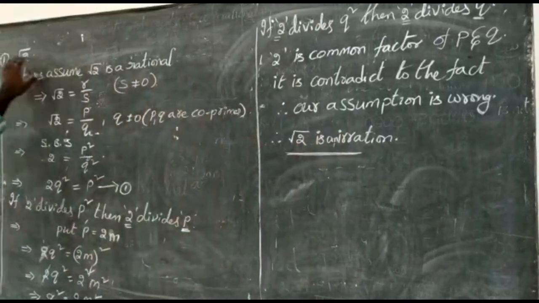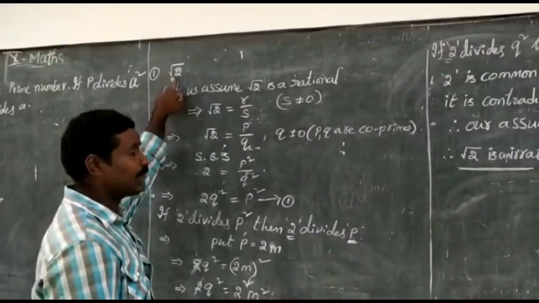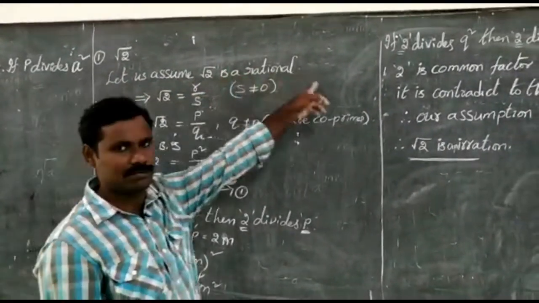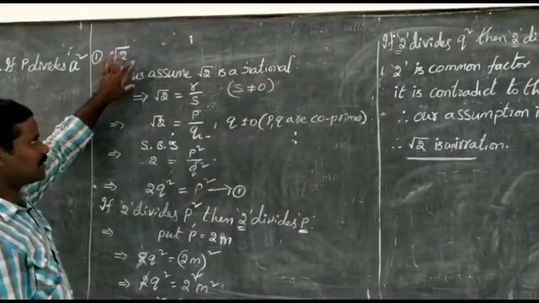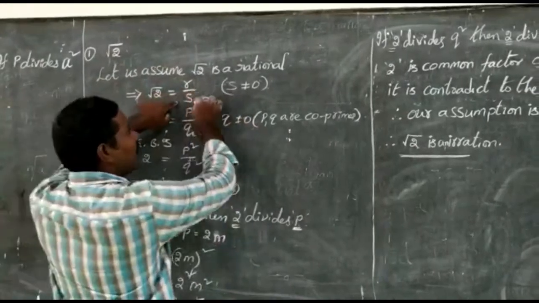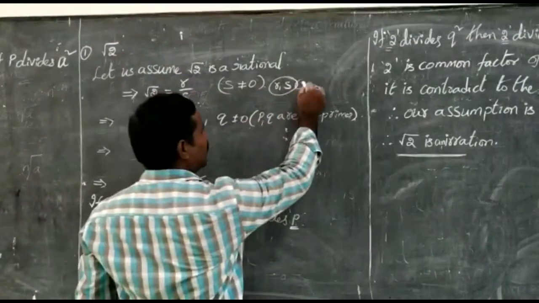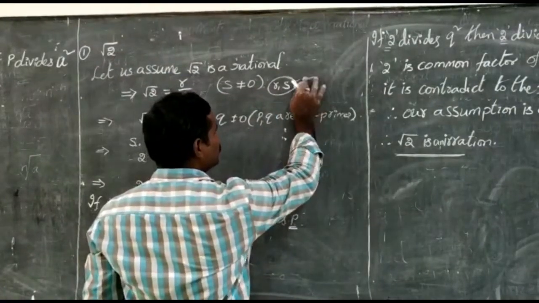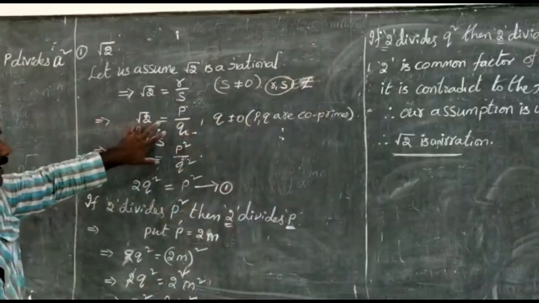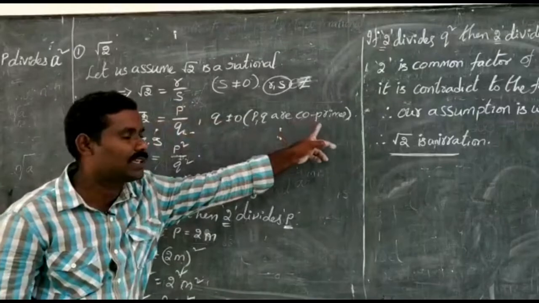Once see from the starting: prove that root 2 is an irrational number by the contradiction method. Now let us assume root 2 is a rational number. I am going by the contradiction method. Now root 2 equals r by s, and s is not equal to 0. In this case, r and s are integers having some common factor. Now, I am taking p and q with no common factors other than 1. Then p and q are co-primes.